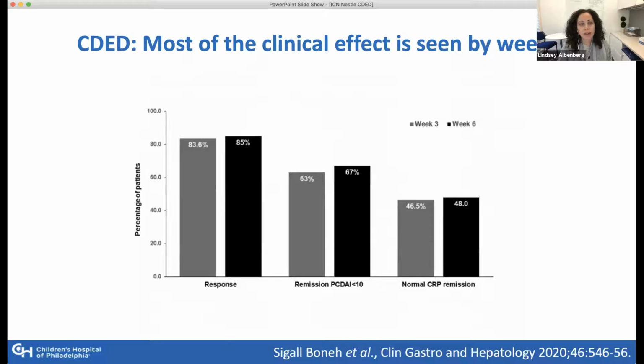And then this was a recently published post hoc analysis of the CDED trial where they looked at week 3 data. And here you can see response remission and normal CRP remission at week 3 in gray and week 6 in black. They didn't have calprotectin because it wasn't analyzed at week 3. And I think what's interesting here is that you can see that essentially all of the clinical effect can be seen as early as week 3. There were actually 12 non-responders at week 3 in the CDED group, but only 3 of those patients subsequently obtained clinical remission.